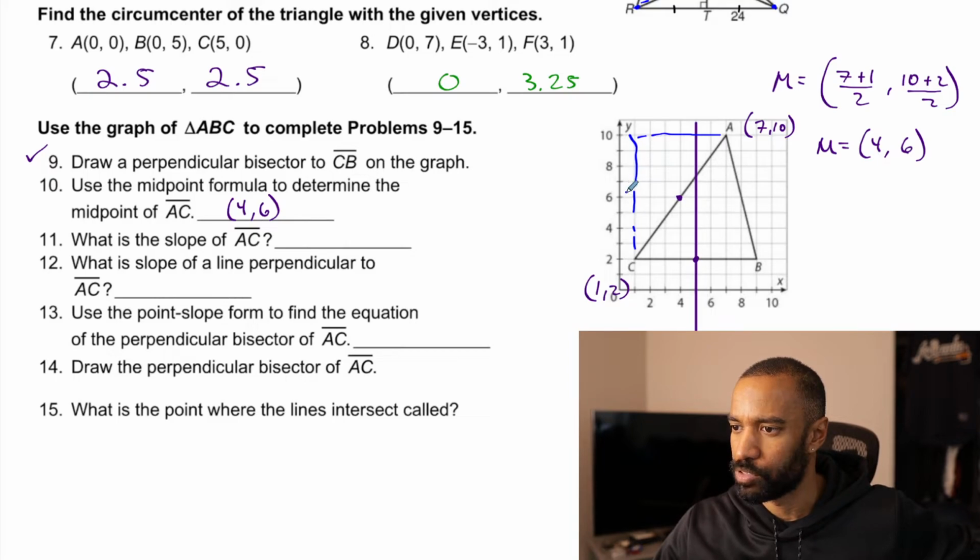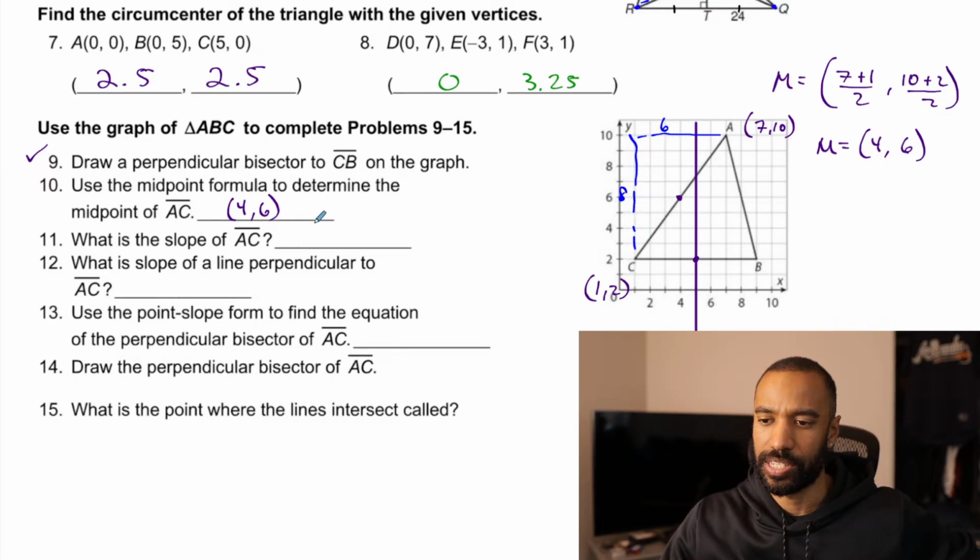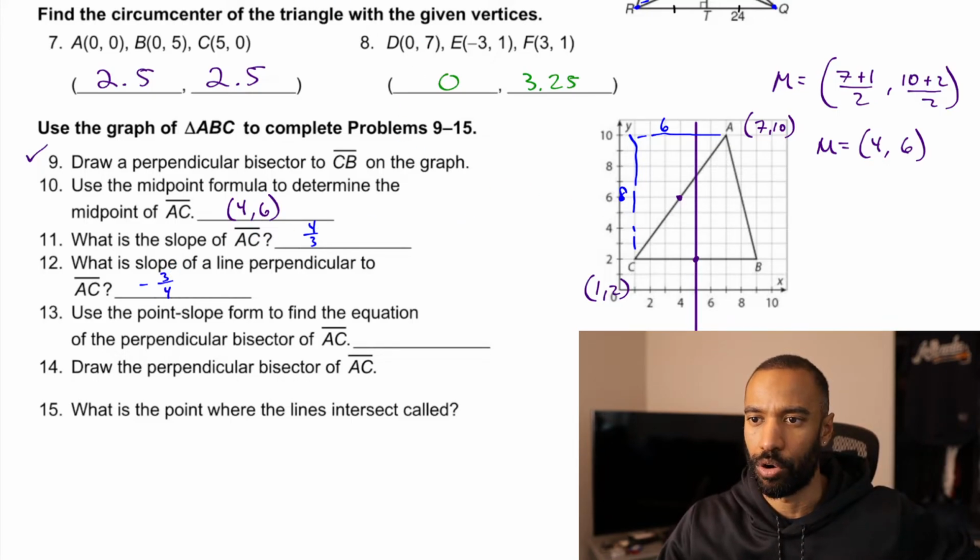And a run of 6. So rise of 8 and a run of 6. I want to be sure that's good. Yes. So 8/6 or 4/3. What is the slope perpendicular to this? You take the opposite reciprocal. Change the sign, -3 over 4.